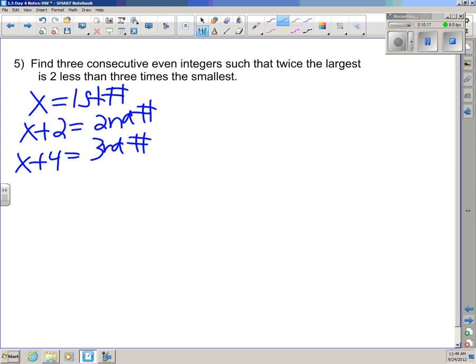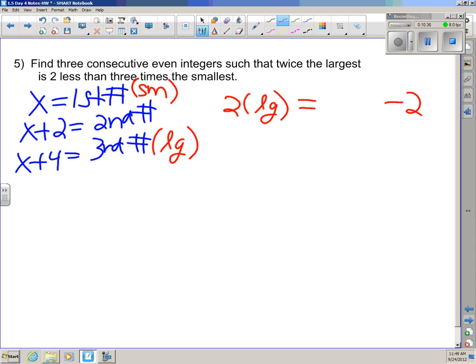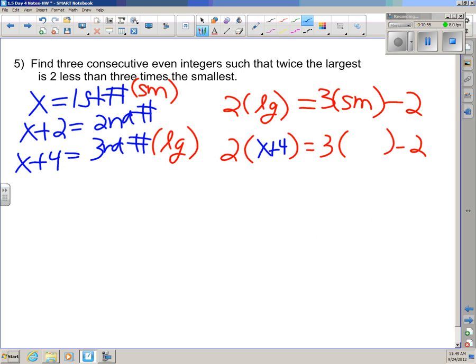Twice the largest is 2 less than 3 times the smallest. So the largest, hopefully you realize that the third number should be the largest, the first number should be the smallest. So twice the largest, 2 times the largest, equals 2 less than, and 2 less than always comes last, 3 times the smallest. So twice the large is 2 less than 3 times small. Hopefully that makes sense. And then you substitute in the large and the small. We know the large was x plus 4, and the small we know is x.